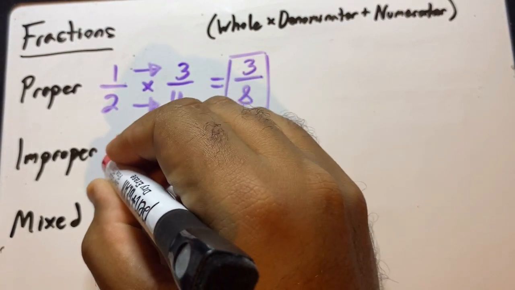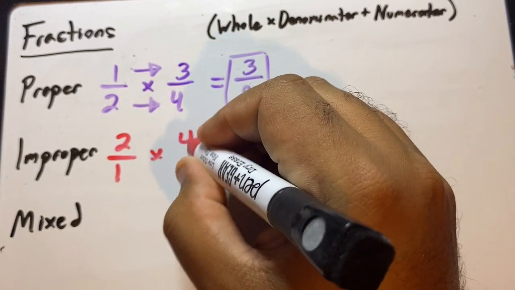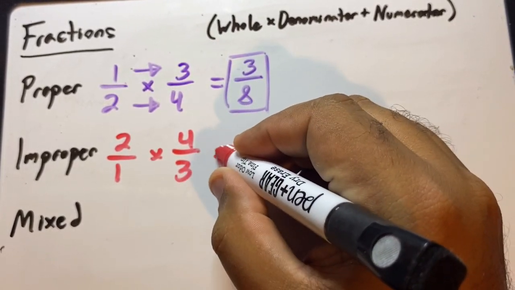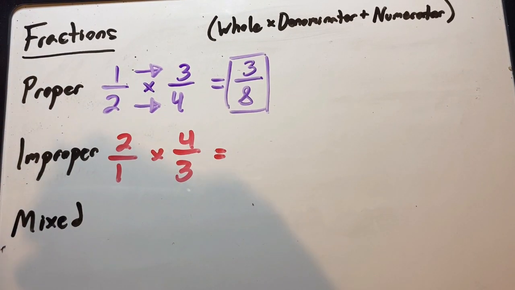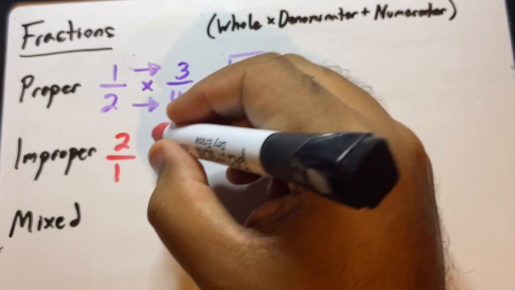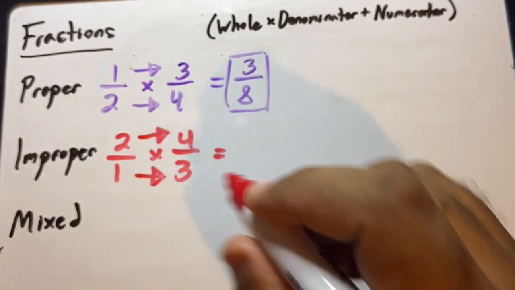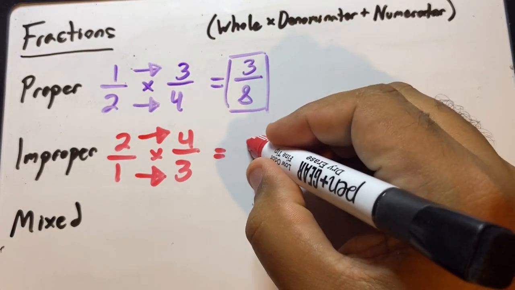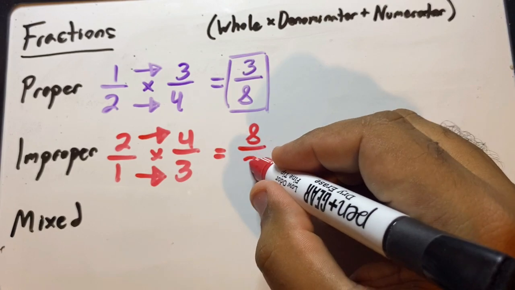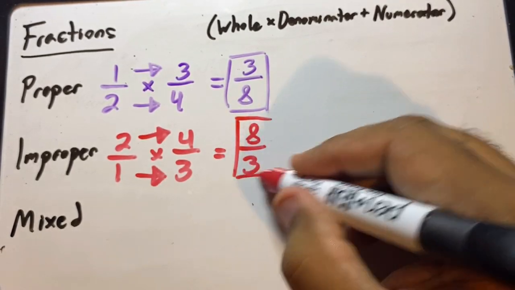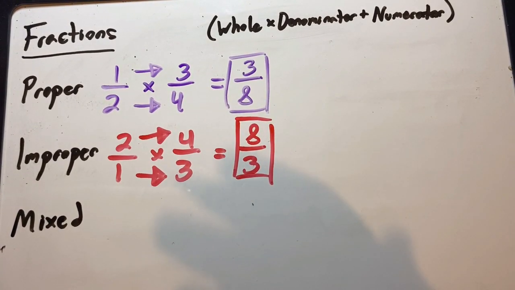Let's do 2 over 1 times 4 over 3. It's flipped. Does that mean I have to do a different operation? No, you just do it normally. You multiply across. So 2 times 4 is 8, and then 1 times 3 is 3. And your answer is 8 over 3. It's similar to proper fraction multiplication. Not that difficult.